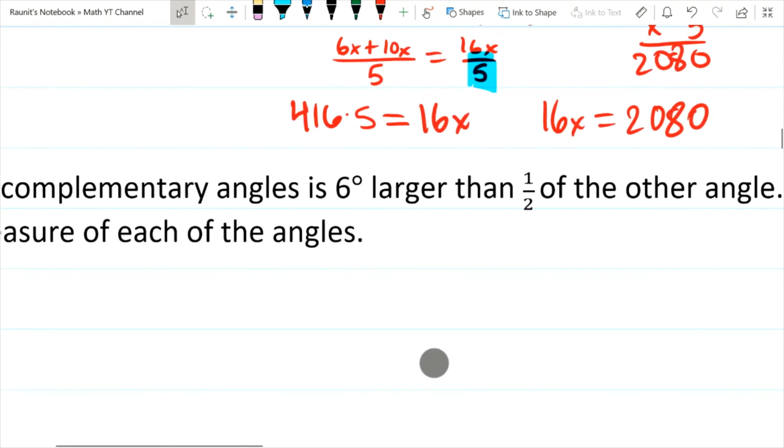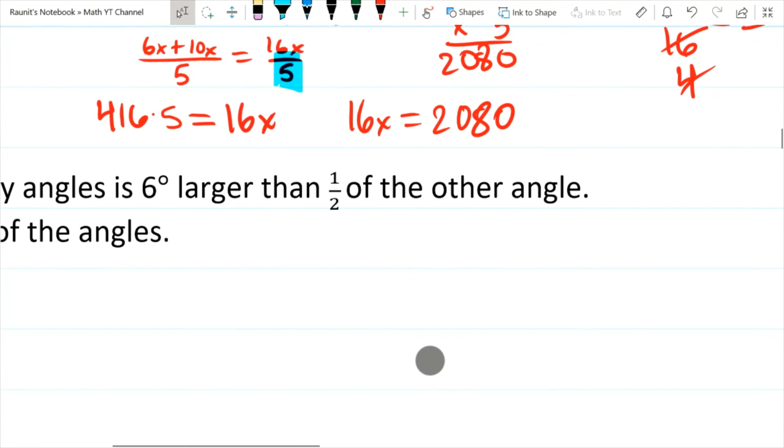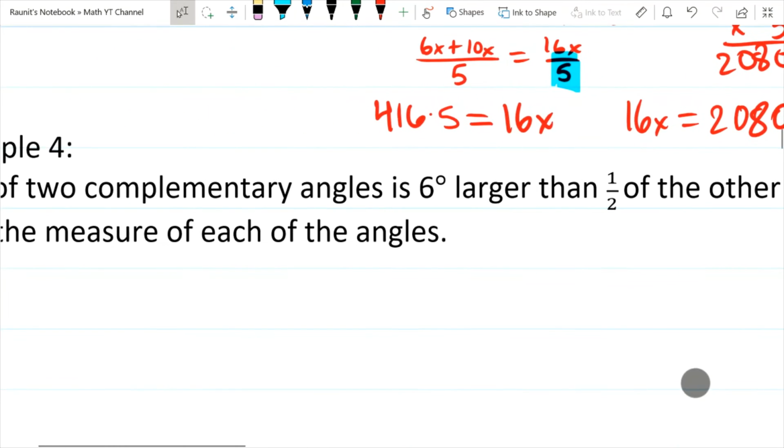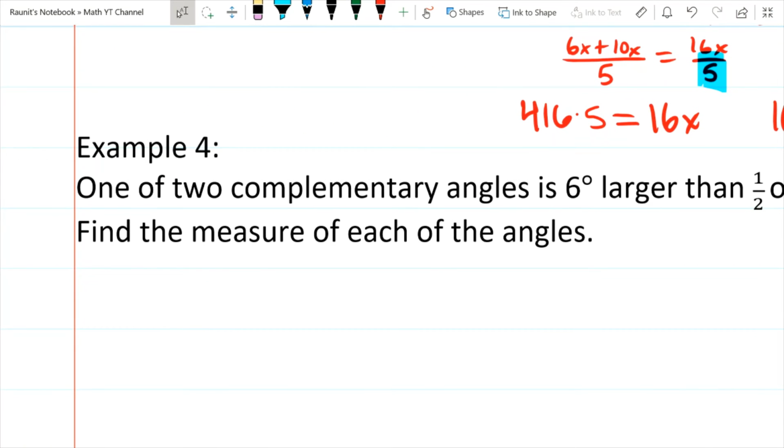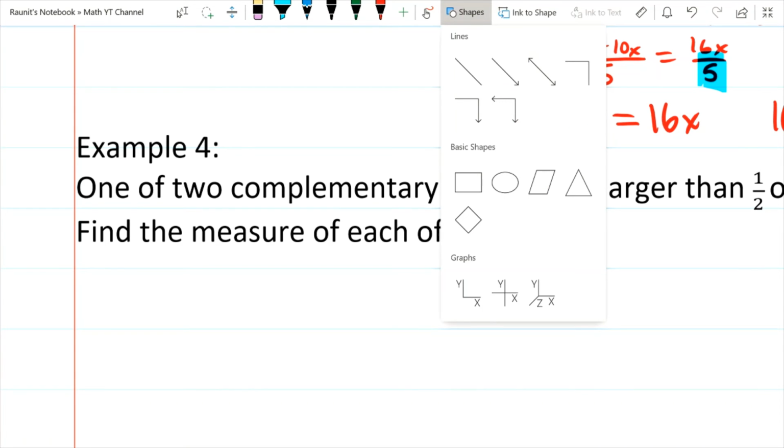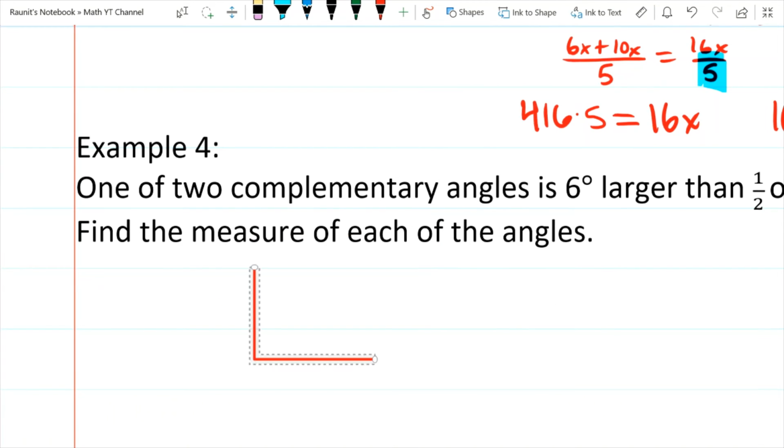One of two complementary angles is 6 degrees larger than half of the other angle. Find the measure of each angle. So a complementary angle, that should not be new, but if it is, a complementary angle is two angles that add up to 90, two angles that add up to 90 degrees. So let's say I split it right there. This angle plus this angle is equal to 90 degrees.